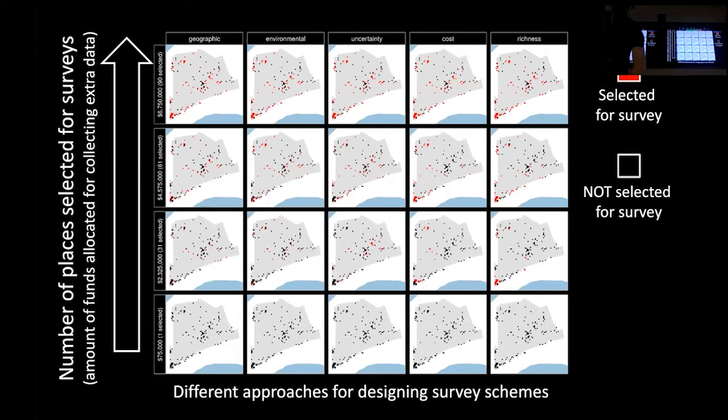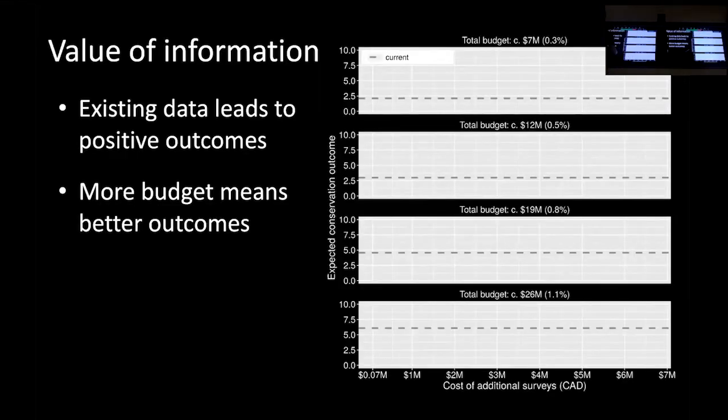We also did some optimization stuff, but let's go through how we can use the value of information framework that we developed to measure the performance of approaches. So we'll do that first. When we did these analyses, we looked at 4 different budgets. So assuming a total budget of 7 million, 12 million, 19 million, and 26 million. On the $7 million budget, that $7 million is combined for collecting data as well as acquiring land for conservation, and the same for the 26.